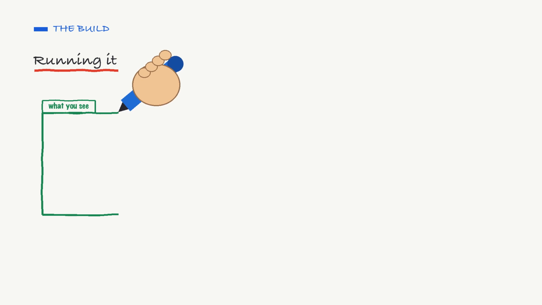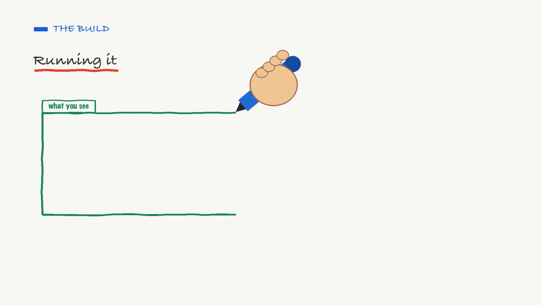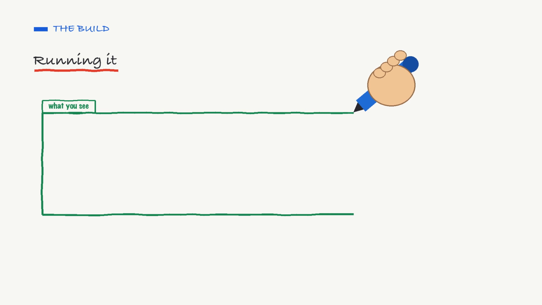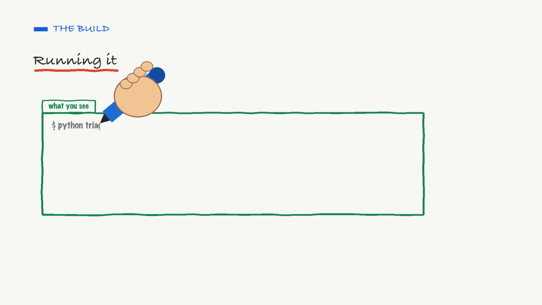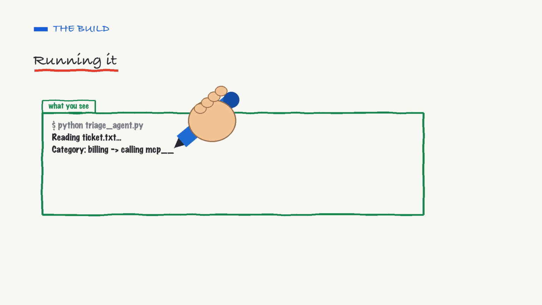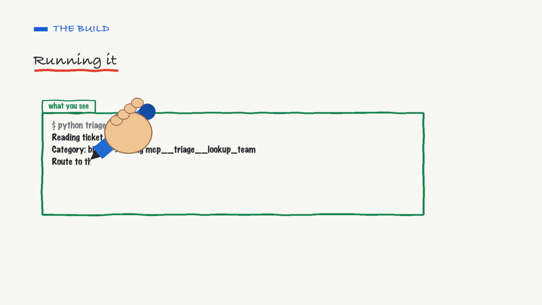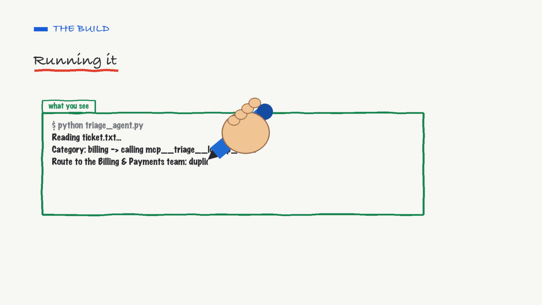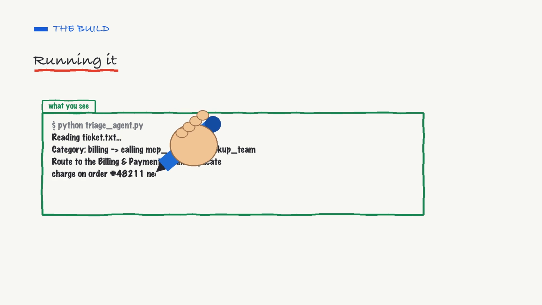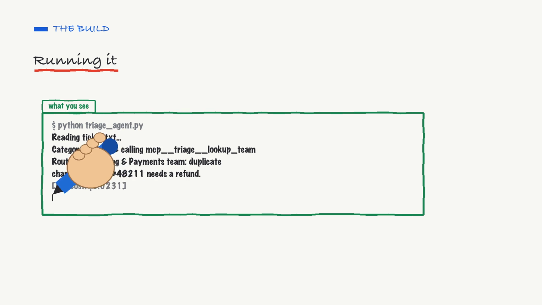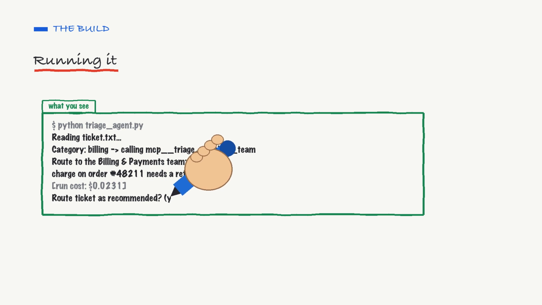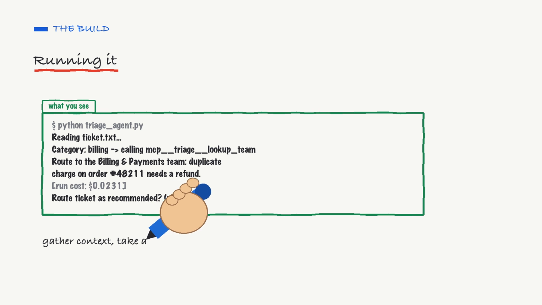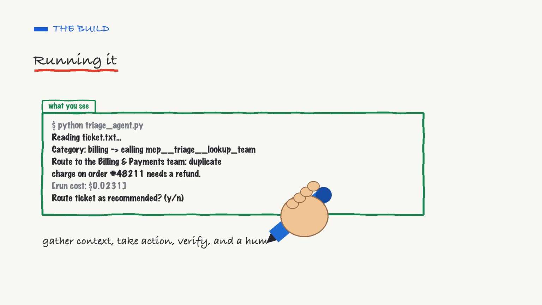And here's the run. The agent reads ticket.txt, decides this is billing, calls MCP triage lookup team, and prints its recommendation. Route to the billing and payments team. Duplicate charge on order 48111 needs a refund. The result message gives us the cost line, about 2 cents. Then Python itself asks, route as recommended, Y or N. The human holds the final switch.